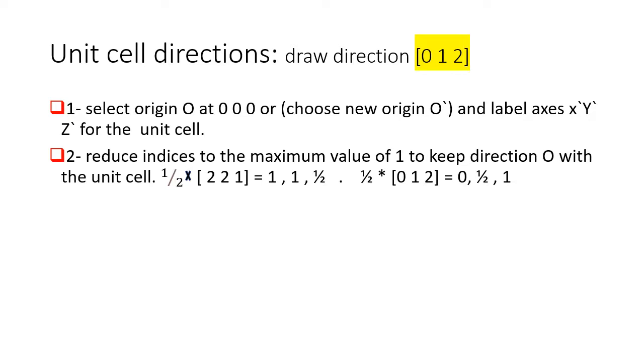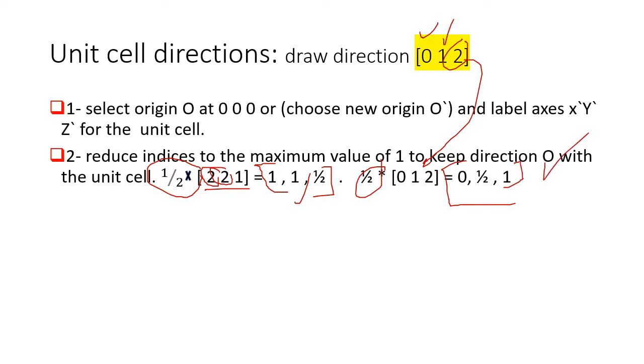Here we have another example of direction. Let's see. So here, for example, we have this direction. This is 2. This is 2. Because we have these numbers, we should reduce indices to the maximum value of 1. Because of this, we will multiply it by 1.5. So we will draw this direction. And for our example, as you see again, we have 0, 1, it's okay, but we have 2 here. So again, we're going to multiply it by 1.5, and we're going to draw this direction.